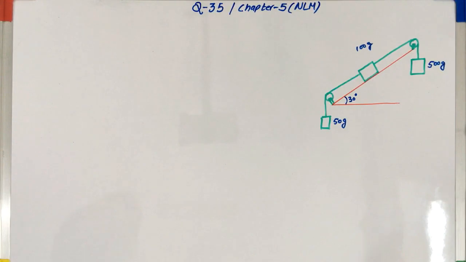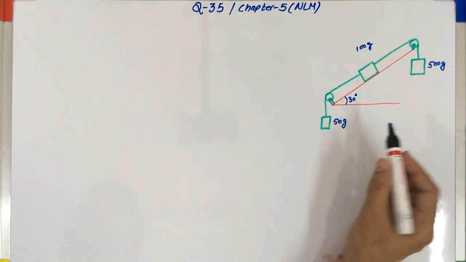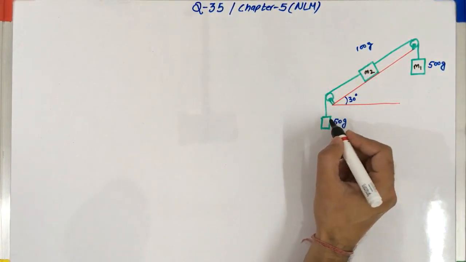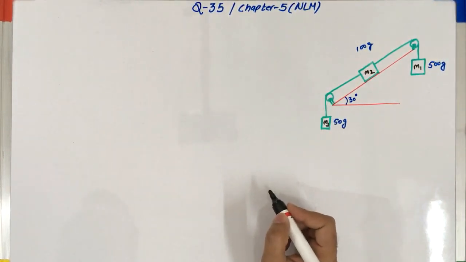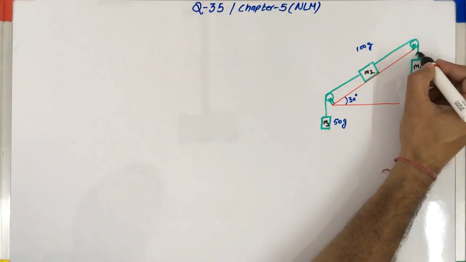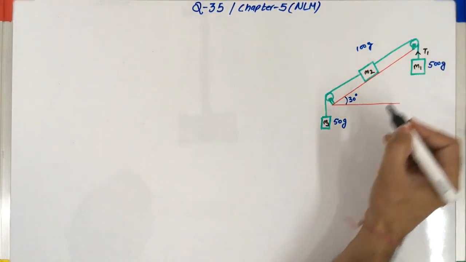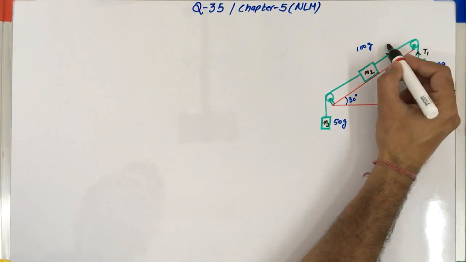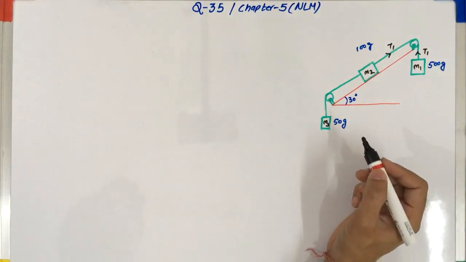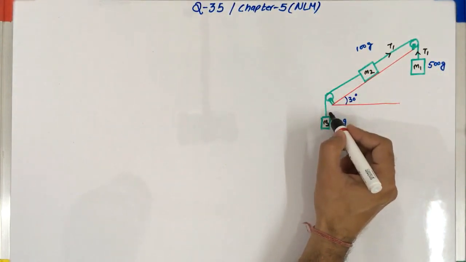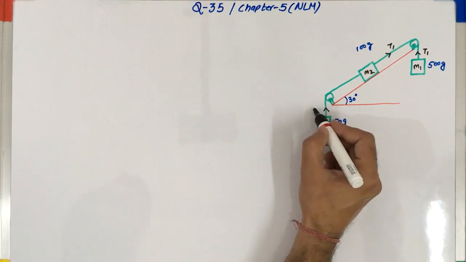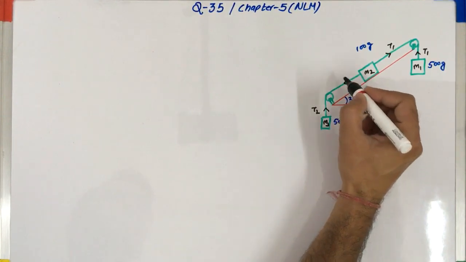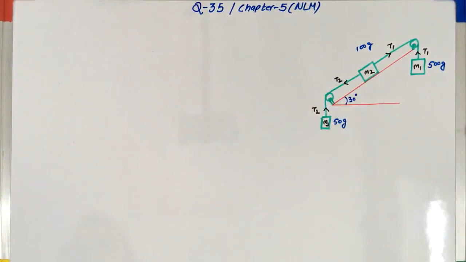First of all, we'll observe this figure, where let's say this is the M1 block, this is the M2 block, and this is the M3 block. Say the tension in this string is T1. Since the string is the same, the tension in this part is also T1. Similarly, this is a single string where the tension is T2, and in this string it is going to be the same, T2.